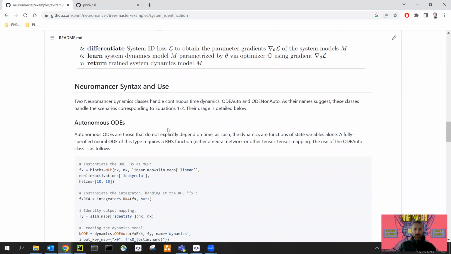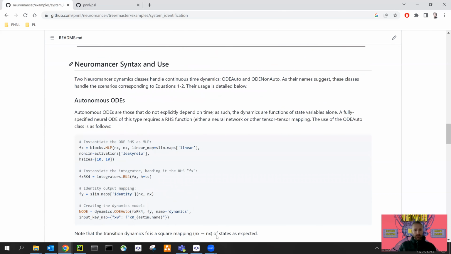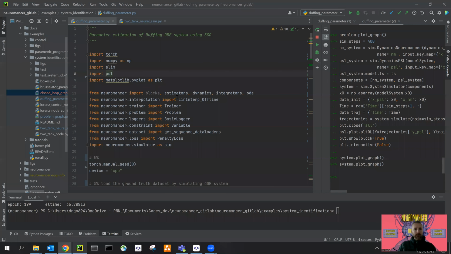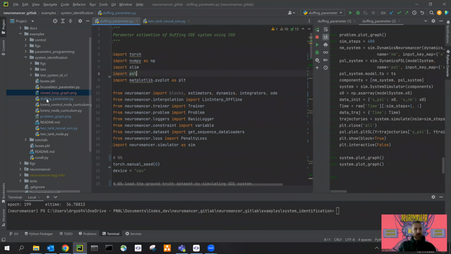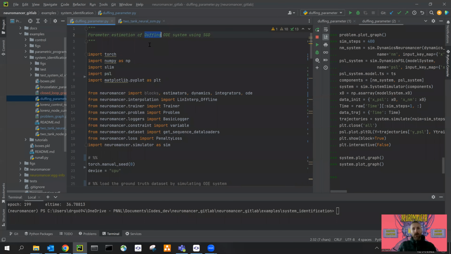And now we can switch to the code. If you are interested in using it in a practical setting, I will start with a simple Duffing parameter estimation that can be found in our system identification examples, Duffing parameter. It's one of the simplest examples we have out there. We are going to estimate one parameter of the Duffing ordinary differential equation. So instead of having black box system identification, we know the right-hand side of our ordinary differential equation. We just don't know the parameters.